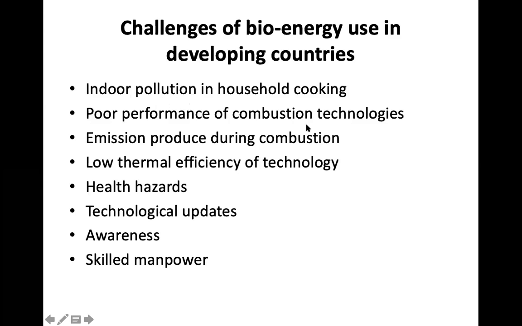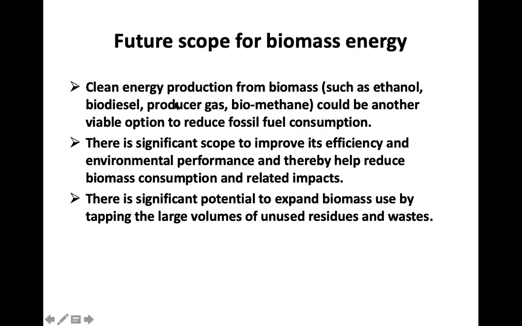Poor performance of combustion technologies, emission produced during combustion, low thermal efficiency of technology, health hazards: technological updates are necessary. Awareness is also necessary, because there are some modern stoves developed by some NGOs, but not yet disseminated nationwide. Skilled manpower is also necessary for making higher efficiency energy.